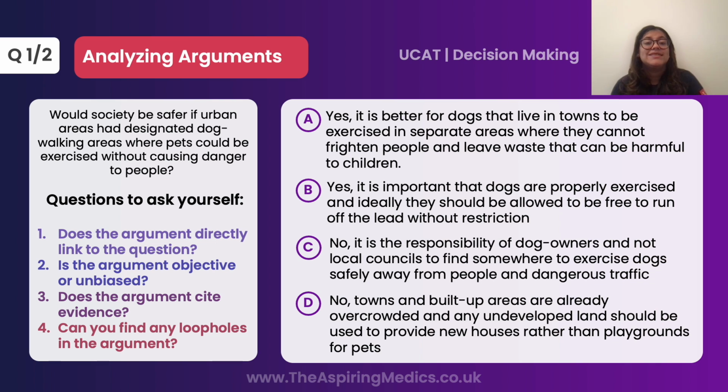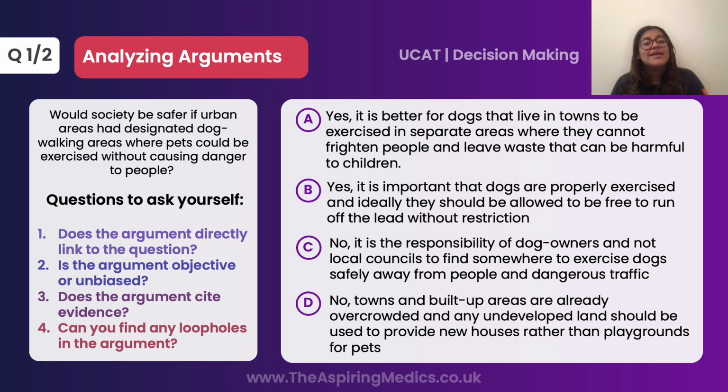So option A says, yes, it is better for dogs that live in towns to be exercised in separate areas where they cannot frighten people and leave waste that can be harmful to children. This is very relevant and directly related to the question because the question is talking about exercising pets in a place where they aren't a danger to people. So they are addressing the fact that pets can be a danger to people, so they should be exercised in separate areas to prevent that, to prevent frightening people and to prevent leaving waste that could be harmful to people.